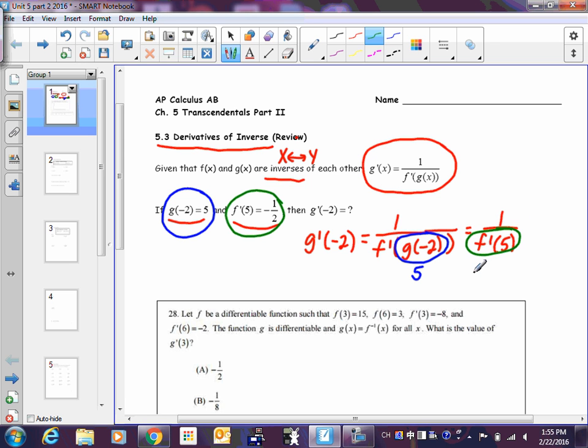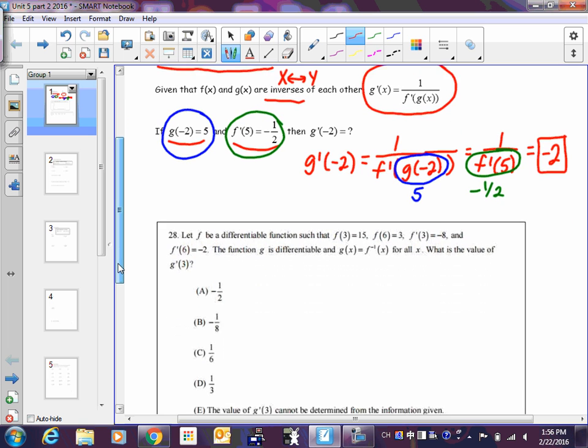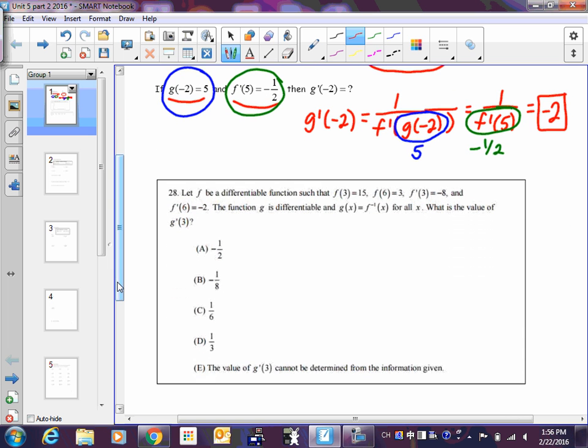So this denominator is negative 1/2. Although it's perfectly fine to write your answer as 1 divided by negative 1/2, what is that simplified? Negative 2. This would most likely be a multiple choice question. And so we're going to work a couple of those, and you're going to see the difficulty go up just a little bit here.